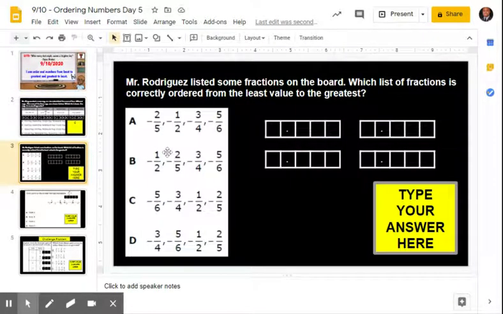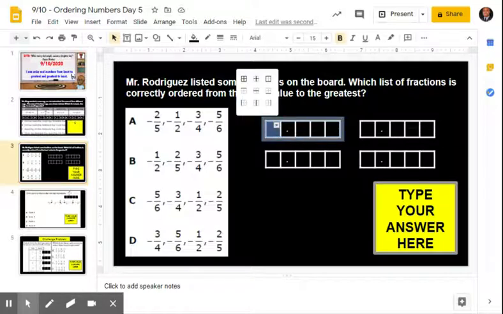And now we come up here and do similar. Mr. Rodriguez lists some fractions on the board. Which list of fractions is correctly ordered from the least value to the greatest? It should say value. So here you're going to need to convert all of these. All right. But if you look at the numbers, they're all the same. So you only need to convert them once. Then it's just a matter of putting them in the correct order. So do that with your Desmos calculator, convert them correctly, and then type your answer there.